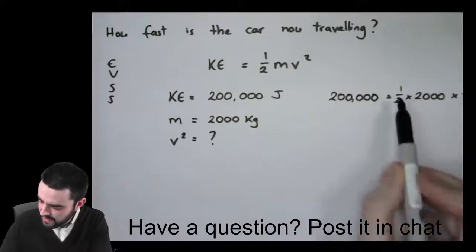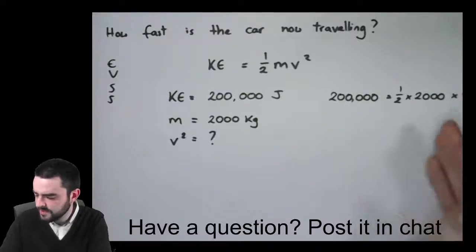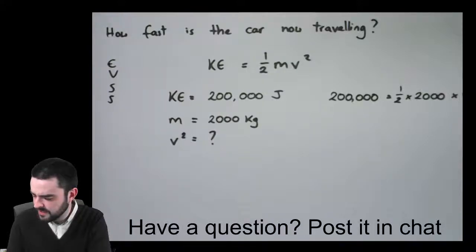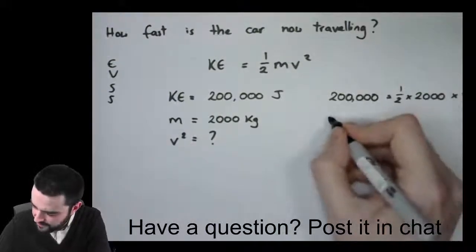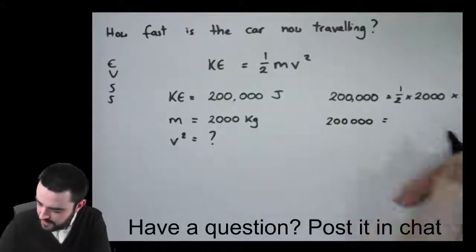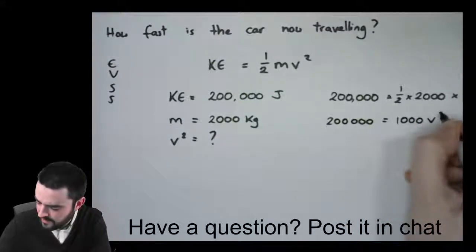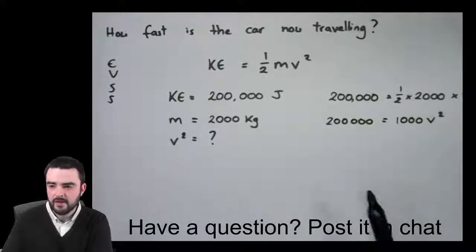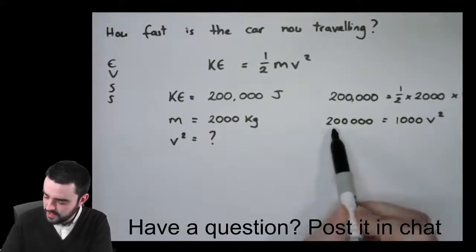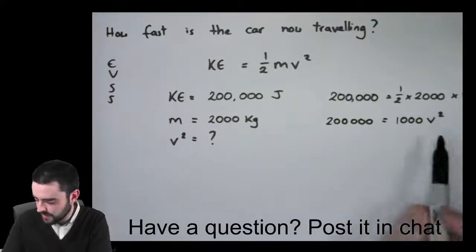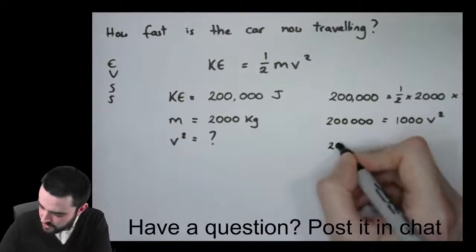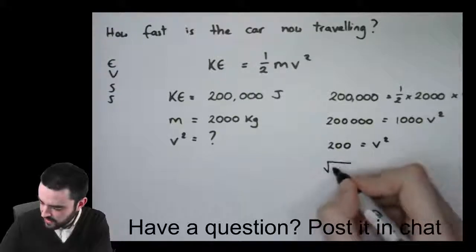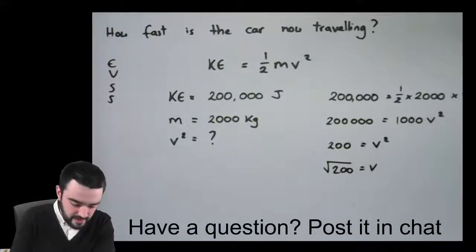So actually I could make this much simpler. What's a half times 2,000? That's 1,000. If I simplify this, I can say that 200,000 is equal to 1,000 v squared. So quite simple. If I'm going to start to find v, what do I need to do? I need to get it on its own. So 200,000 is equal to 1,000 v squared. So I could divide through. So 200 is equal to v squared. So that would suggest that the square root of 200 is equal to v.